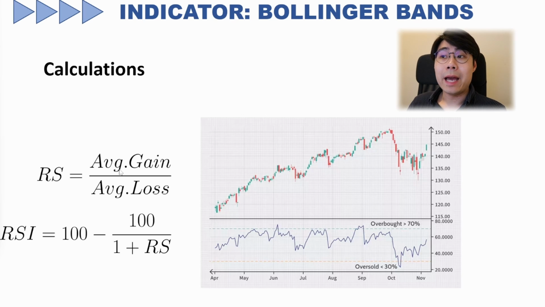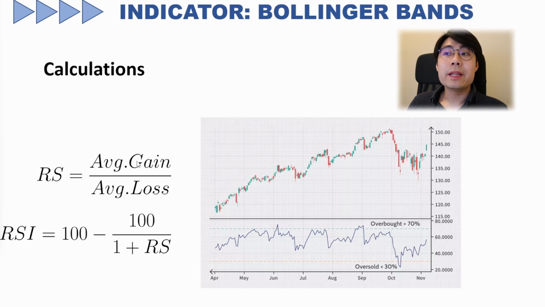How do we calculate the average gain and average loss? Whenever we're talking about an average, of course, it has to be over a period of time. In general, the default period is 14 days, meaning that we are calculating the average from the last 14 days from the data point that we're calculating for. So let's say we're calculating for May 1st. Then we look at the last 14 days before May 1st, find the average gain, find the average loss, and find the ratio between the two.